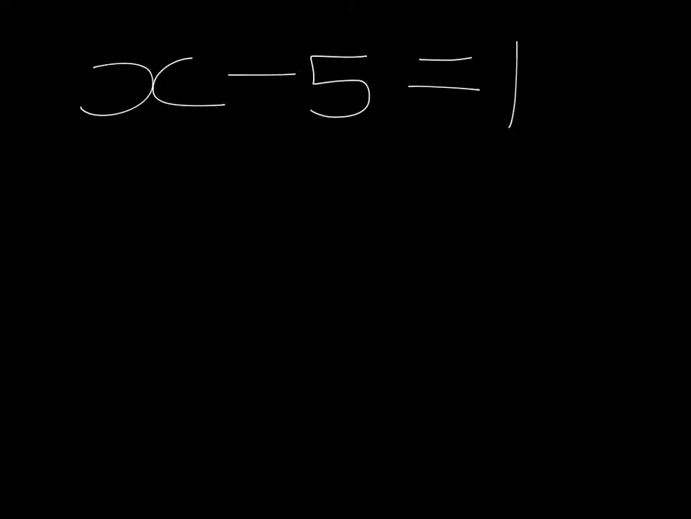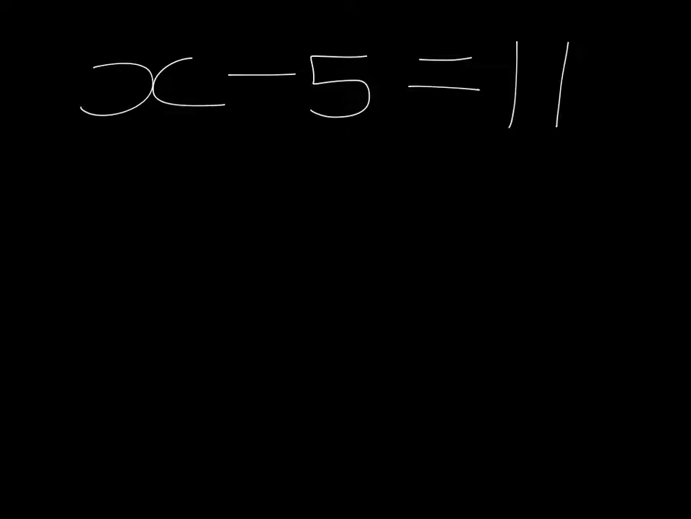Okay, so we want to look at one-step solving linear equations. Let's start off with something simple. We're going to go x take 5 equals 11. Now, remember, we want to get all of our numbers over to the other side, and we want just x on the one side. So how can we get that negative 5 over?